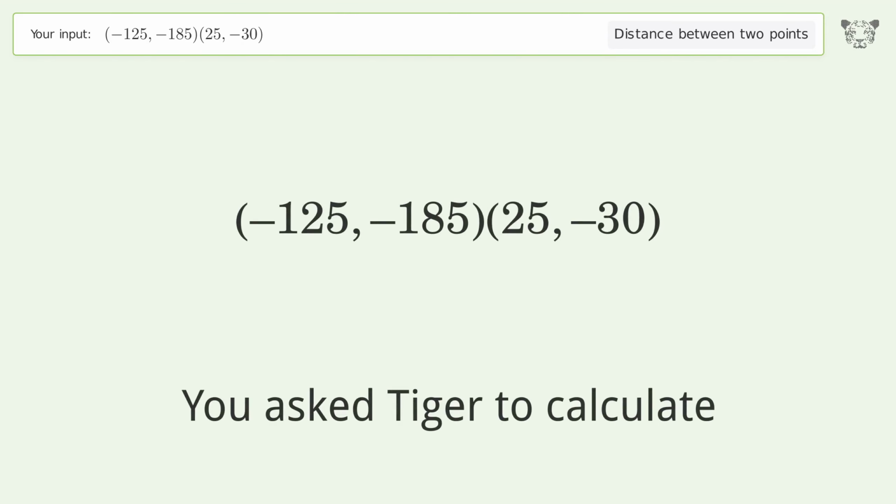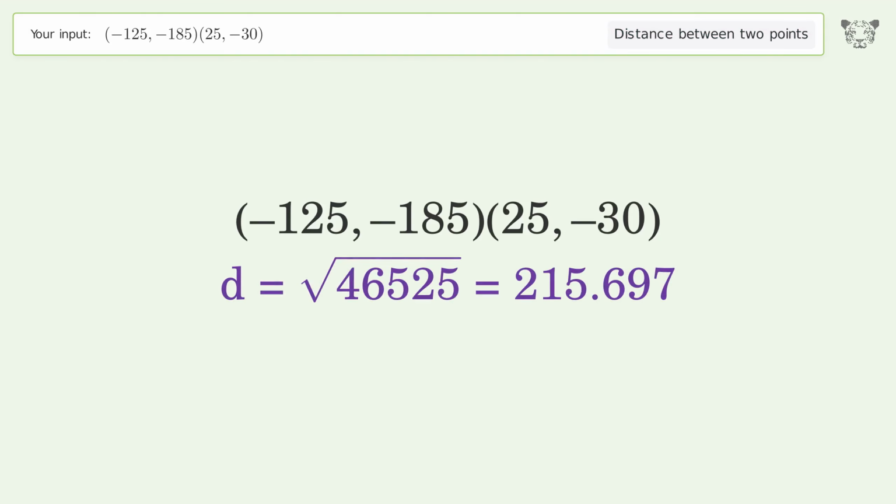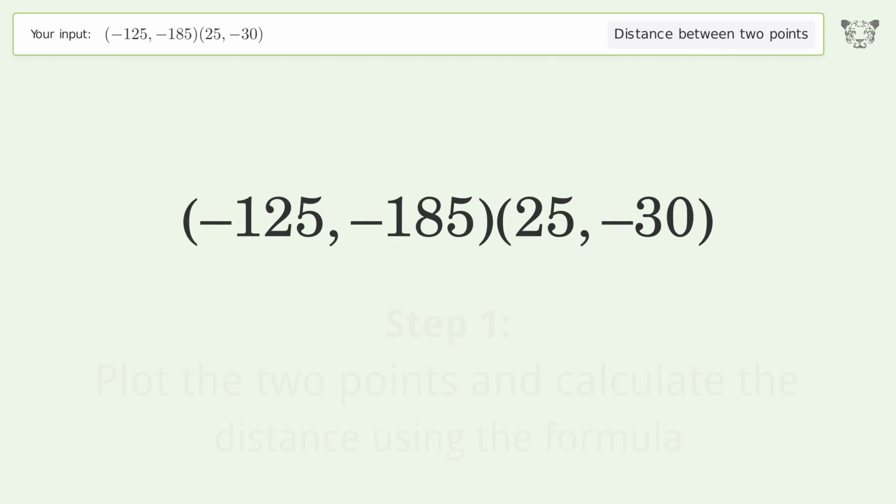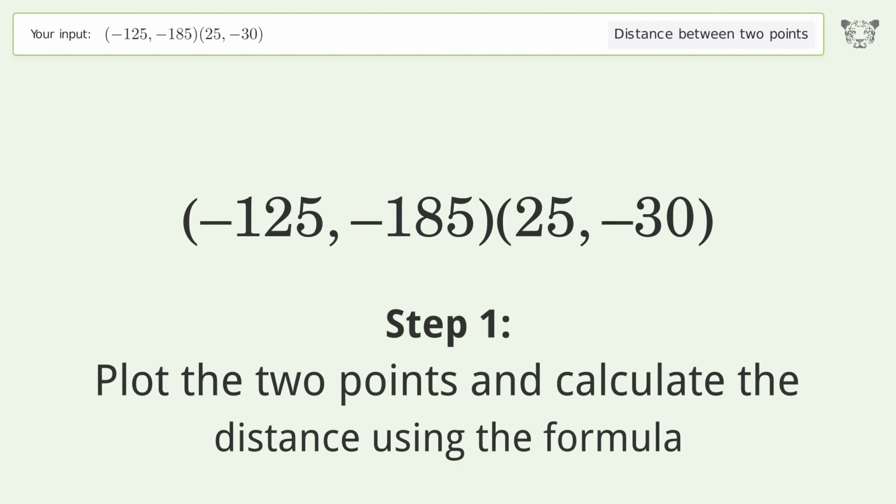You ask Tiger to calculate. This deals with the distance between 2 points. The distance between the 2 points is the square root of 46,525 or 215.697. Let's solve it step by step. Plot the 2 points and calculate the distance using the formula.